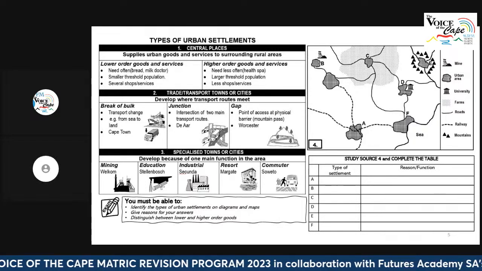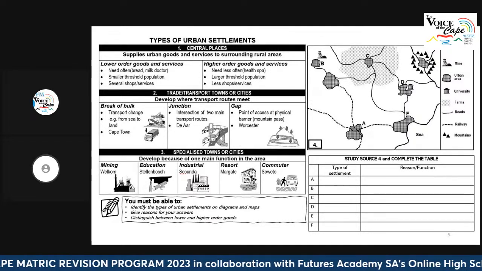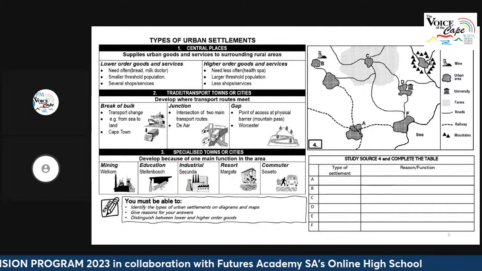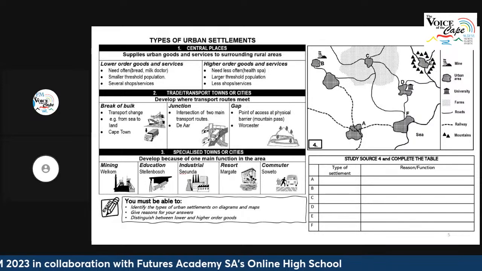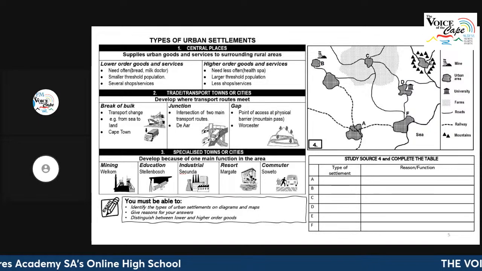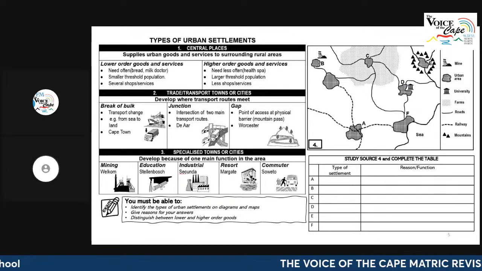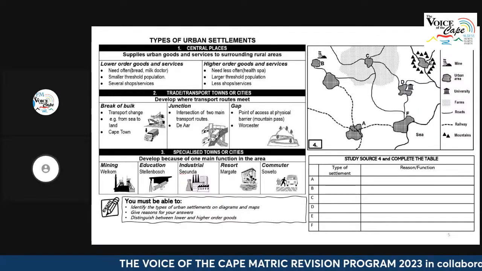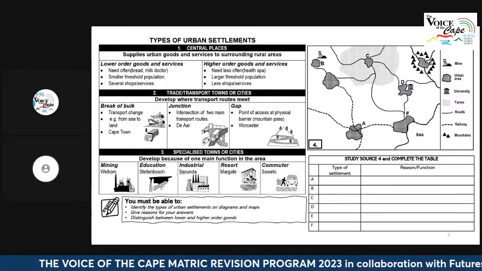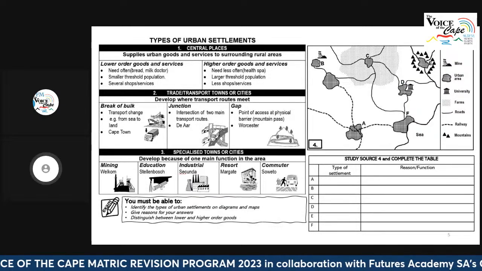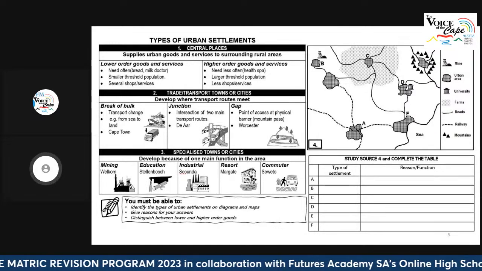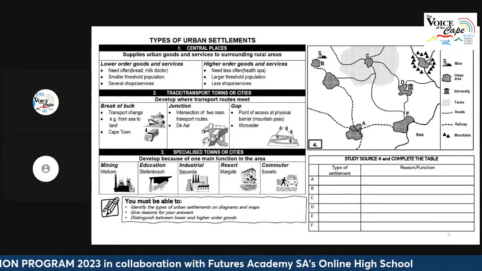That's the first one. Junction basically means it's an intersection of two main transport routes. So it could be rail to road, or it could be linking to an airport or something of that sort. Where two major highways meet, that becomes a junction town.